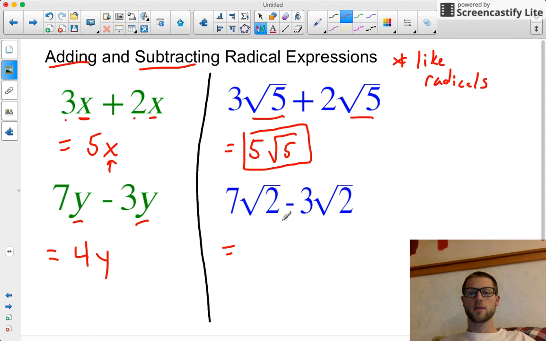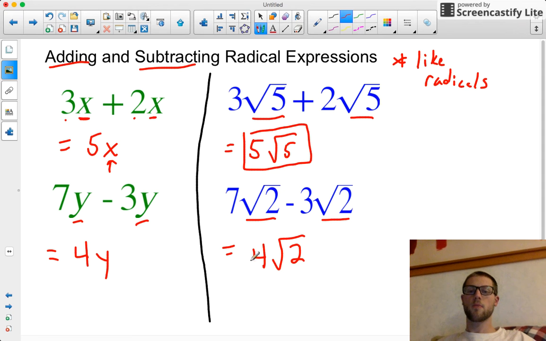Okay, and let's see how we did. So if I combine these like terms, I have a common root 2 as my common radical, my like term. So what I'm going to do is subtract my 7 minus 3 to give me a 4 times the square root of 2. So I hope you got it.